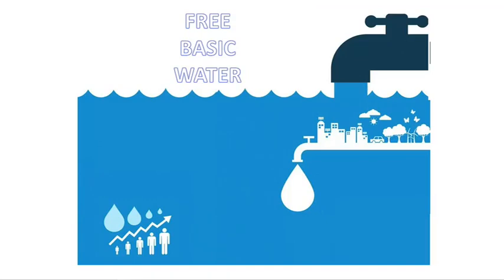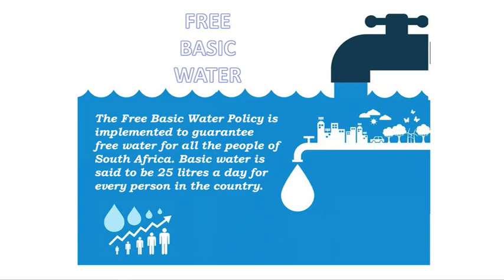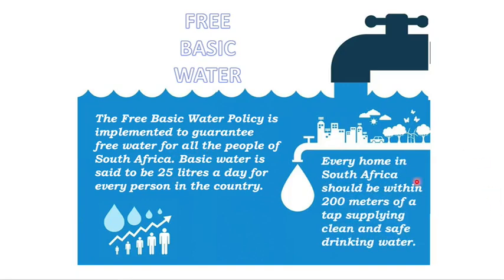Now, the next thing that we would like to have a look at is something called free basic water. What is free basic water and how does it work? Let me just read this to you. The free basic water policy is implemented to guarantee free water for all the people of South Africa. Basic water is said to be 25 liters a day for every person in the country. And then, every home in South Africa should be within 200 meters of a tap supplying clean and safe drinking water.